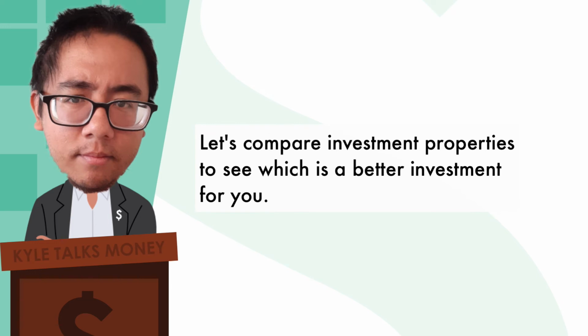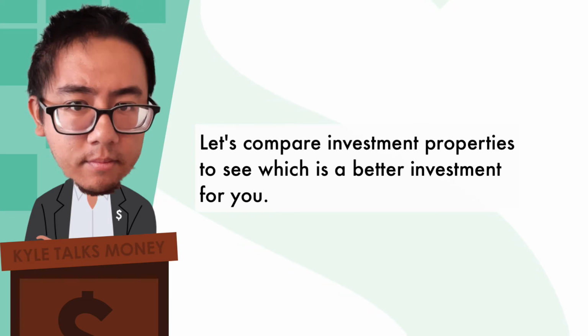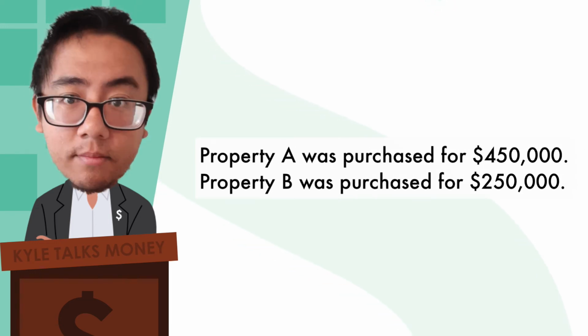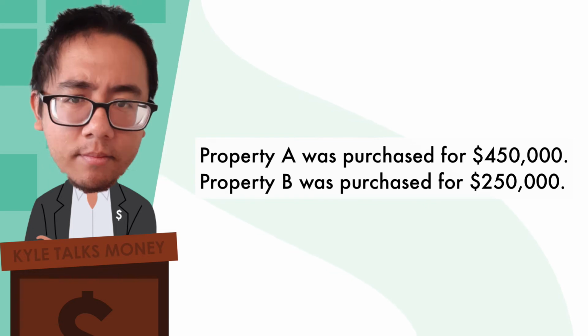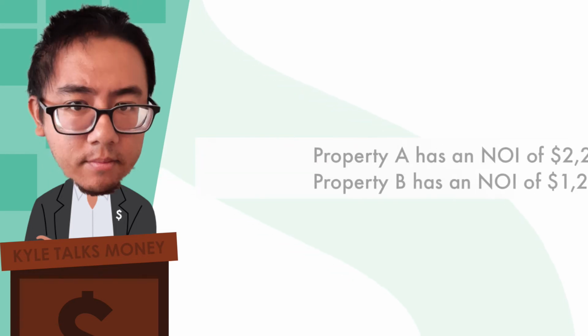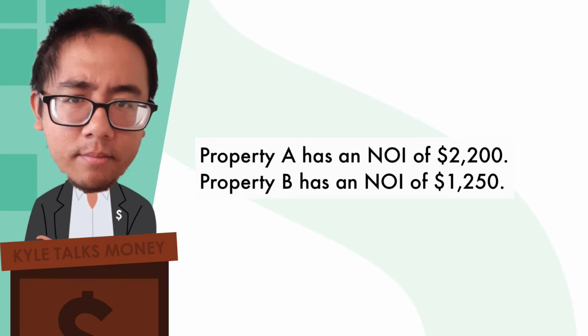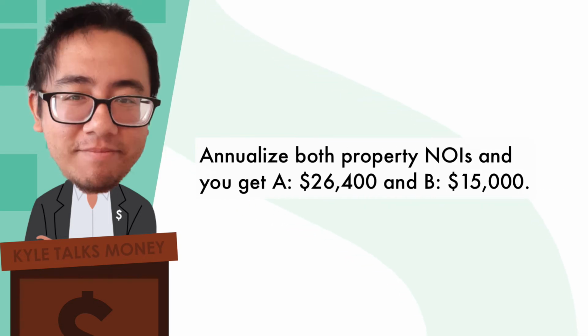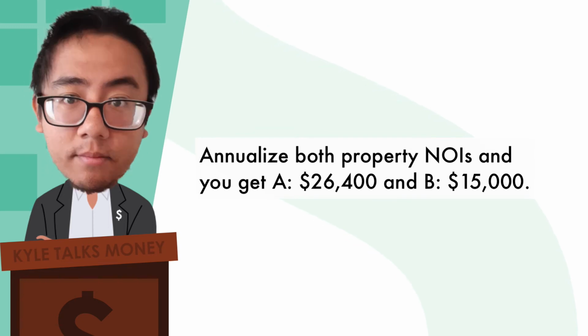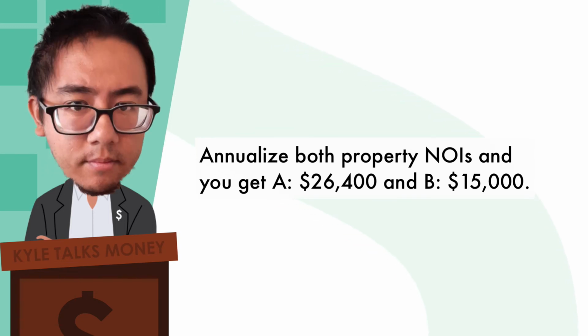Let's compare investment properties to see which is a better investment for you. Property A was purchased for $450,000. Property B was purchased for $250,000. Property A has an NOI of $2,200. Property B has an NOI of $1,250. Annualize both property NOIs and you get A, $26,400, and B, $15,000.